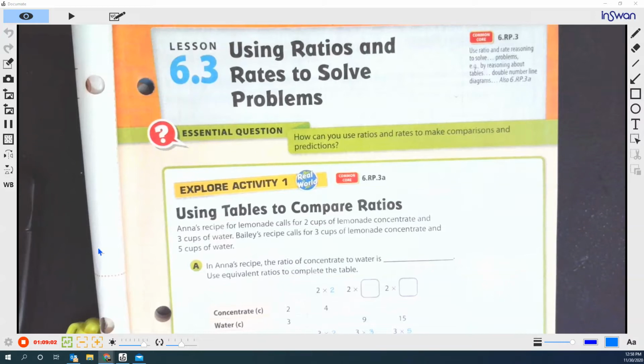All right, beautiful people. We're going to continue on with ratios and rates. We've already talked about a ratio being the relationship between two things or two numbers that represent different things. We've talked about how to solve for a unit rate, where you find the amount for one unit, whatever it is that you're studying. But now we're ready to use ratios and rates to solve problems.